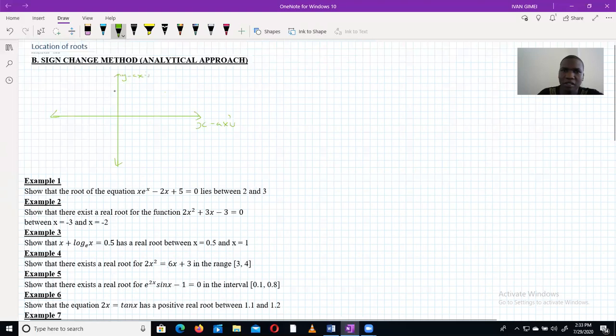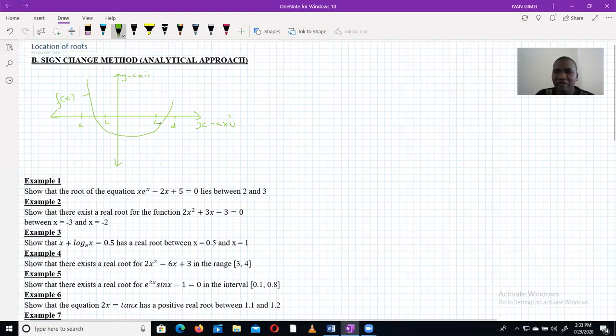We said if you draw a graph and it crosses the x-axis, let's say like that. Let's say this is point A, this is point B, and this is point C, this is point D. We will conclude that the function you plotted has two real roots, one between A and B and another one between C and D.